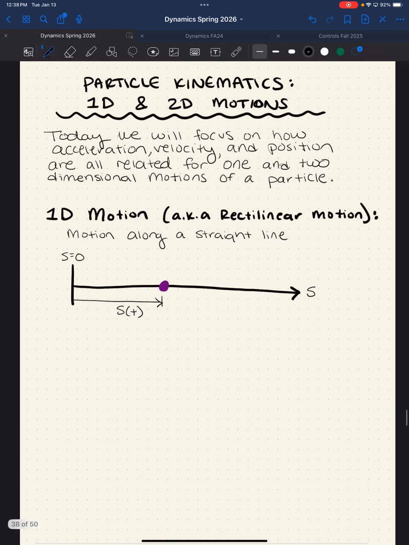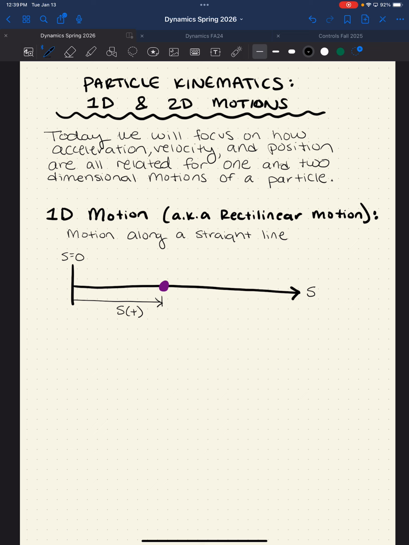All right, so 1D motion is movement forward and backwards on a single line. We'll call this rectilinear motion in some instances. I like to use 1D motion because it's a little bit more clear that 1D motion is related to 2D motion. Okay, so in rectilinear motion, we often use S to define position.